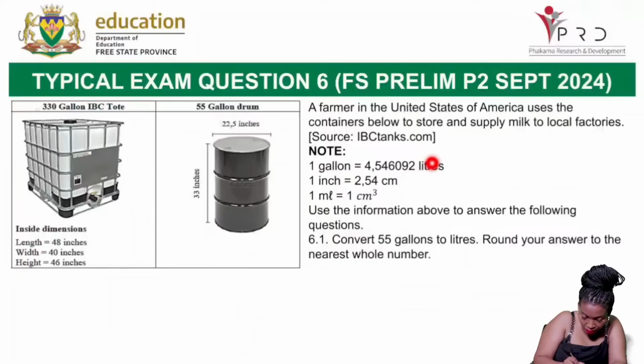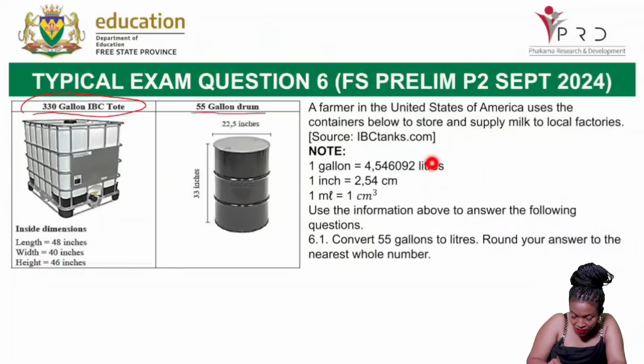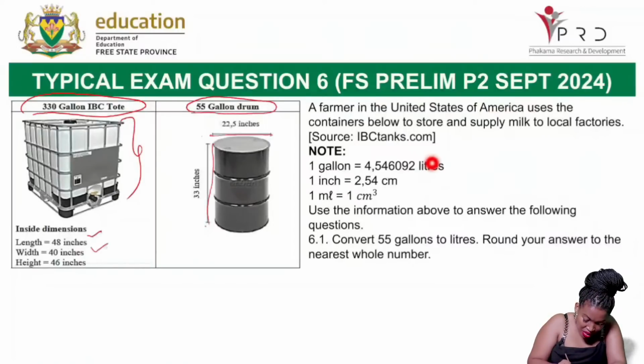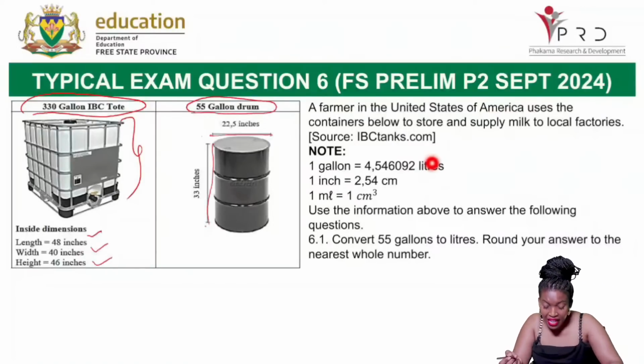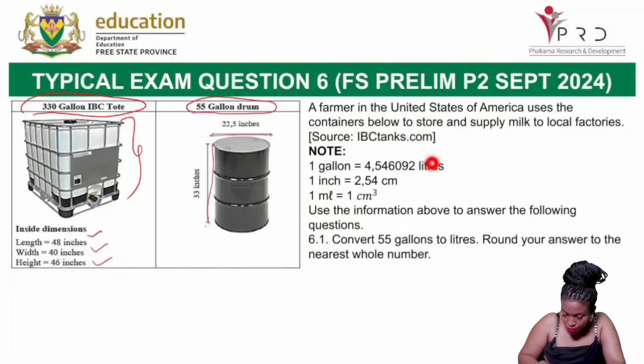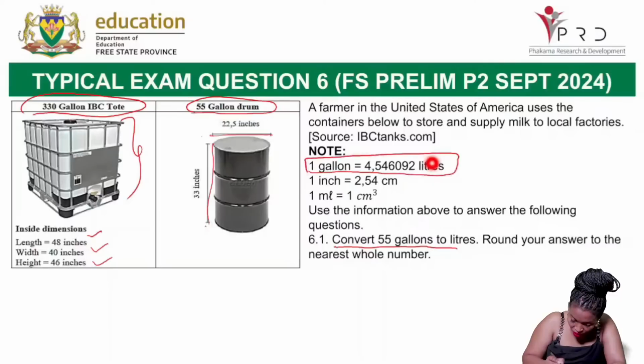So we've got the 330-gallon IBC tote. We've got the 55-gallon drum. And this drum has a diameter. It also has a height. And this box has the length, the width, and the height. Let's look at the questions. 6.1: convert 55 gallons to liters. Do we have the conversion factor? Yes, there is the conversion factor.